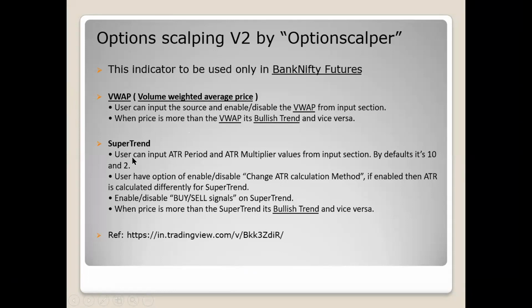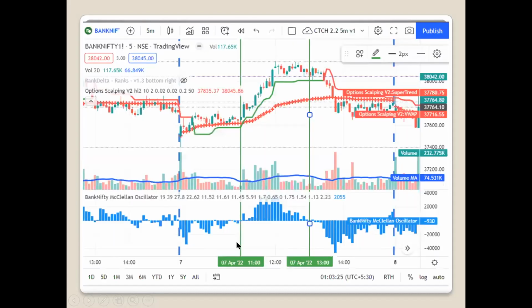And next comes the super trend. The user can input the ATR period and ATR multiple value from the input section. By default it is 10 and 2, but SAR has modified it, so keep the modified value we have. The user can enable or disable the ATR calculation. Super trend is calculated differently. Super trend basically gives an indication whether it's a buy or sell signal. If the price is above the super trend, it's a bullish trend, and vice versa.